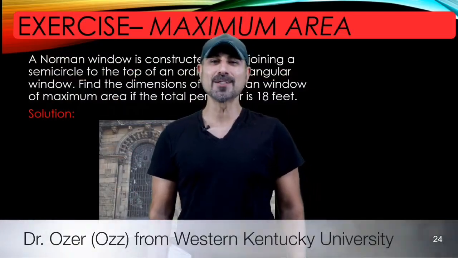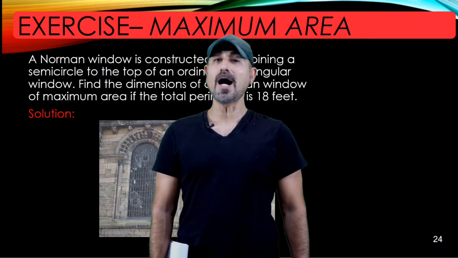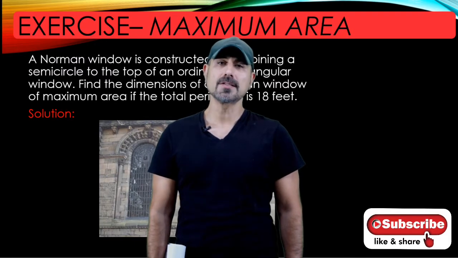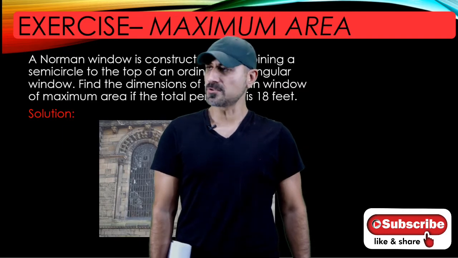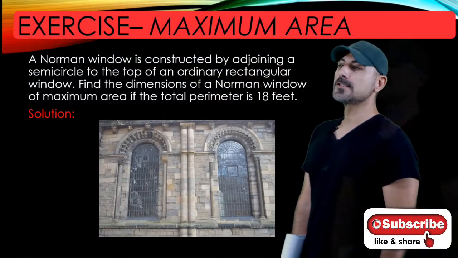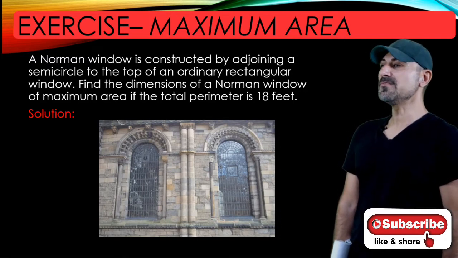Back. Today we're going to go through another application of differentiation. It's called optimization. It's essentially referred to as applied maximum or minimum problems in the literature. In particular, today we're going to try to maximize the area of a Norman window. So let's read the statement of the problem.